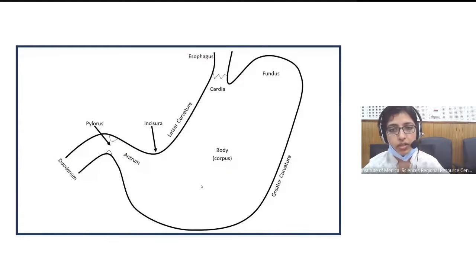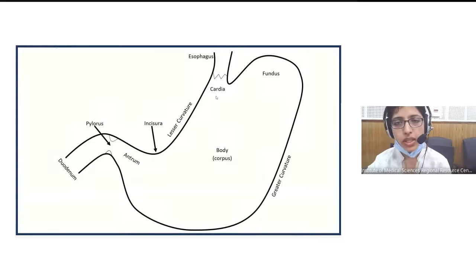Now we will begin with the pathology of the stomach. Before that, in short, I will just tell you about the anatomy. The stomach is divided into four parts: cardia, fundus, body, and antrum. The antrum terminates into a thick muscular sphincter, which is called the pylorus.